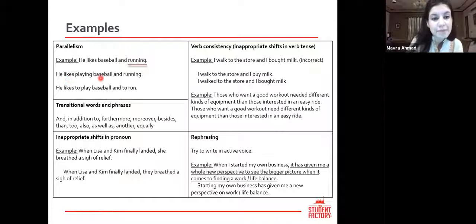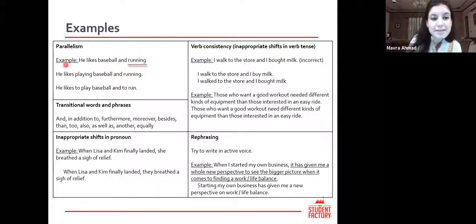He likes playing baseball and running. Now this is how the sentence is going to make perfect sense, and using the word playing is going to make it very clear that we are talking about two activities that the person, the subject, likes to do. One is playing baseball and the other one is running. And then another way in which we could correct this sentence is: he likes to play baseball and to run. अब यहाँ पे to play baseball and to run ये दोनों consistent हैं.